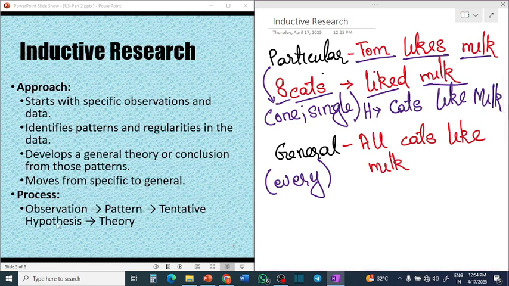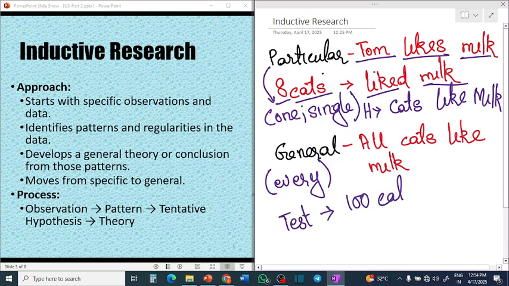Now, after you have made the hypothesis, you will do some testing. Suppose you tested the theory on 100 more cats. And out of the 100 cats, in this case, 100 cats will like milk. So then you will be able to make the theory that all cats like milk. So finally, your theory will be made. So this is inductive research.